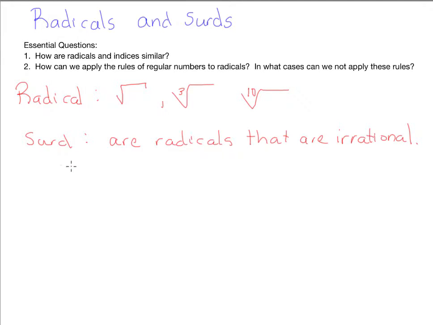Whereas surds are radicals that are irrational. For example, if we take the square root of 2, that gives us an irrational answer because that's a decimal that never terminates and never repeats. So it's an example of an irrational number. Other examples of irrational numbers are numbers such as the square root of 7 and the square root of 3.